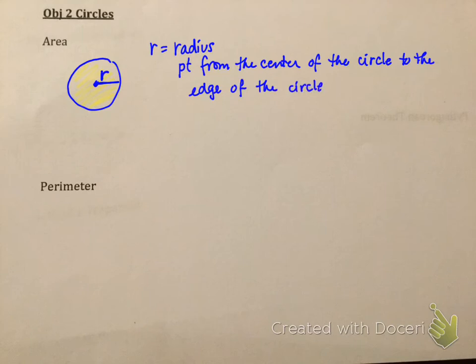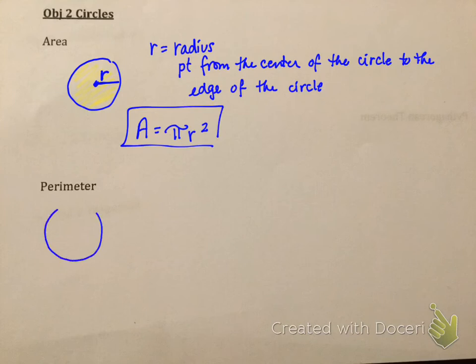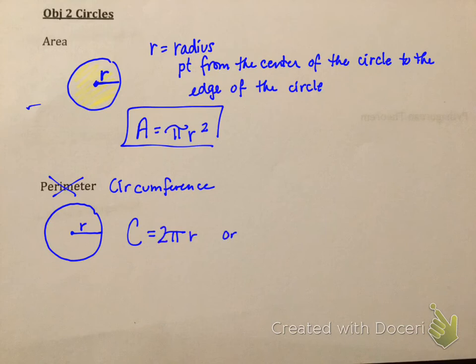Okay, so to find the area of a circle, we take pi, and then we square r: pi r squared. Perimeter is actually not called perimeter for circles. It's called the circumference. So the circumference of a circle. There's two ways to find this, but if we use radius, circumference of a circle equals 2 pi r, or you can write this as pi times the diameter.